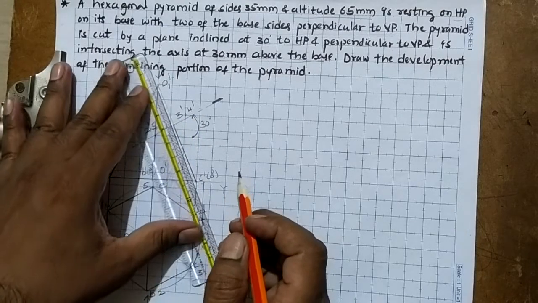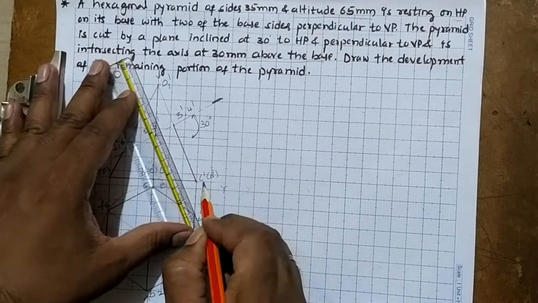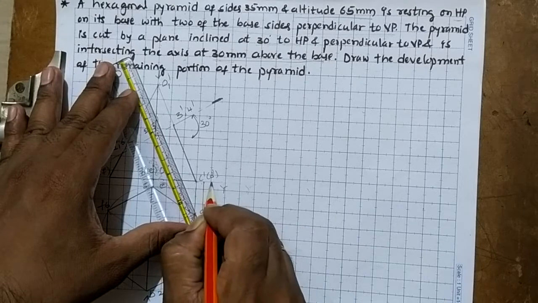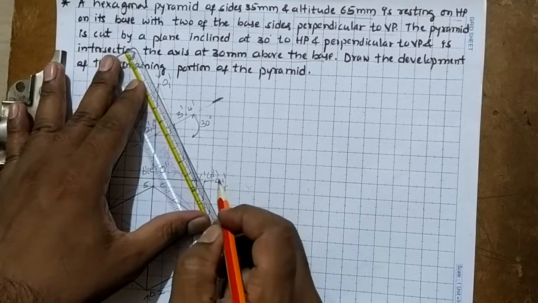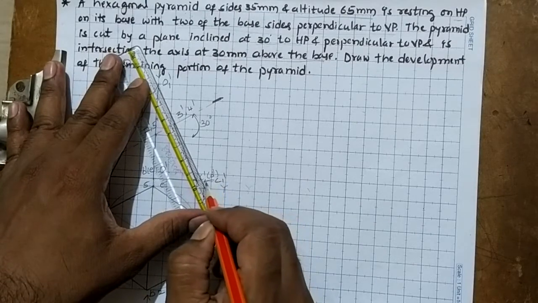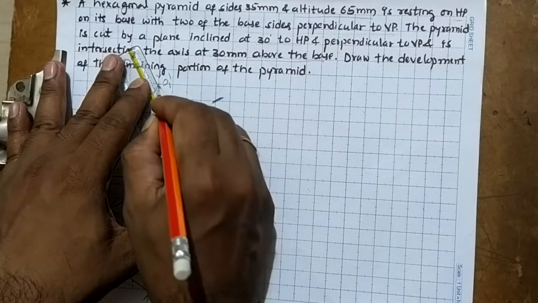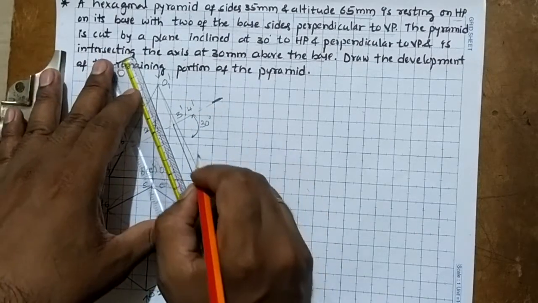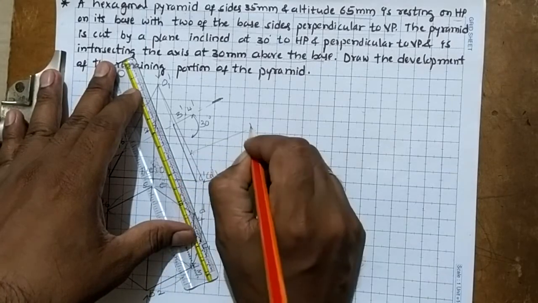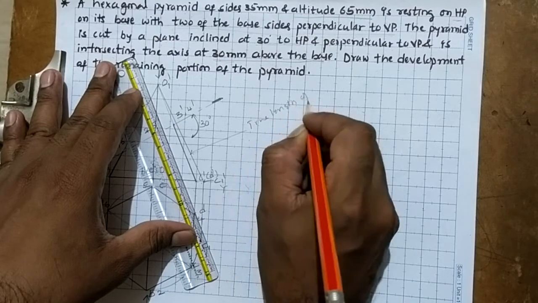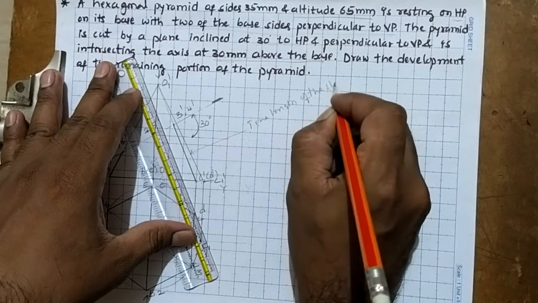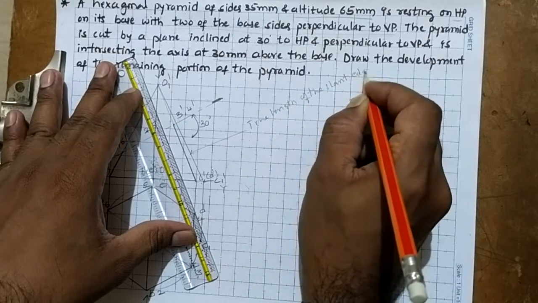Then after you join O1 dash to, what is the name of this point? C1 dash. Okay, this point is C1 dash. Join O1 dash to C1 dash. This is the true length of the slant edge. Okay, this is the true length of the slant edge.